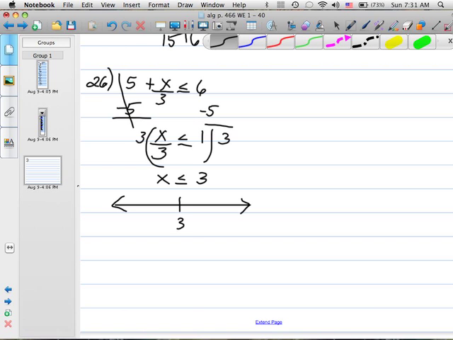Put 3 down, 4 to the right, and 2 to the left. It's less than or equal to, so we want a solid circle shaded to the left.